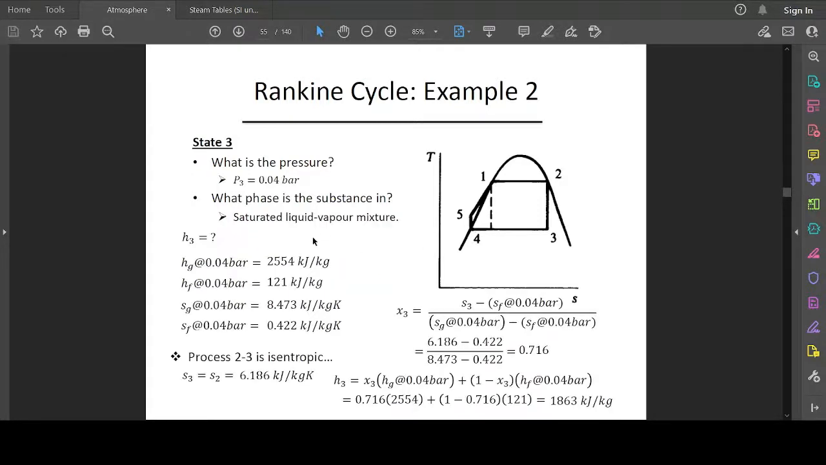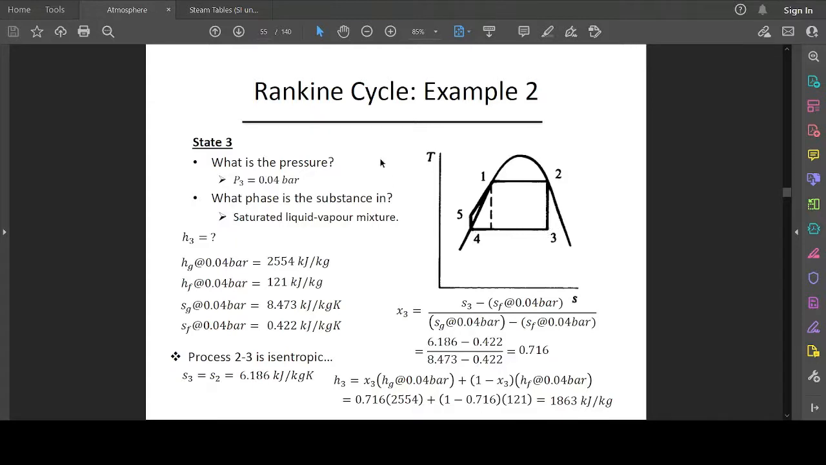So at stage 3, we know that there is a decrease in pressure. The new pressure is 0.04 bar, and at this point, we know that we have a mixture of saturated liquid and vapor, which enters the condenser. What we do here is we convert this.